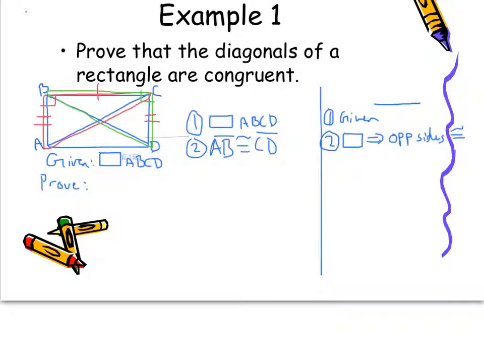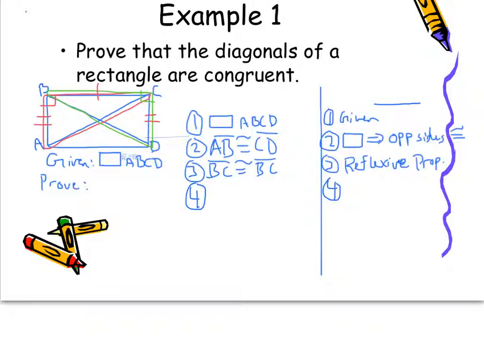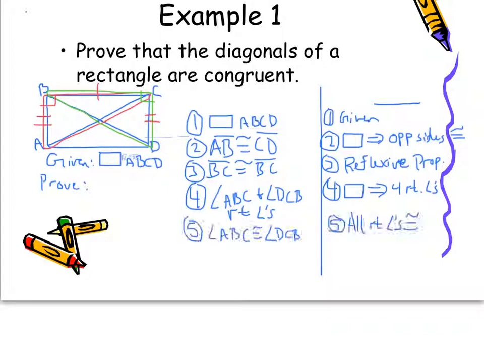Next one, we have a reflexive. So I have 2 of my sides. I still need my angle in there. Well, I got my right angles. So angle ABC and angle DCB are right angles. And I've got my property written down there. In a rectangle, we have 4 right angles. And what do we know about right angles? Well, they're congruent.